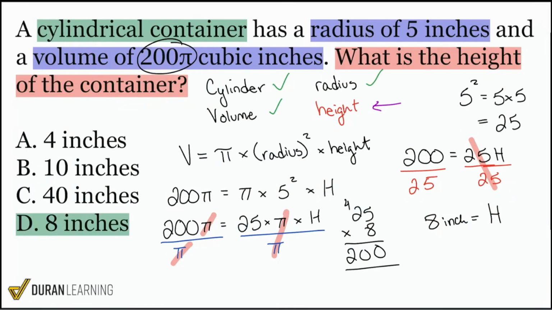Answer choice D, because if you forgot to square the radius, you would have divided by 5, not 25, and you would have gotten C, 40, which is incorrect. And then from there, if you perhaps would have done one thing or another a different way, you might have gotten one of the other answers that we see. But the correct answer truly is answer choice D, 8 inches.